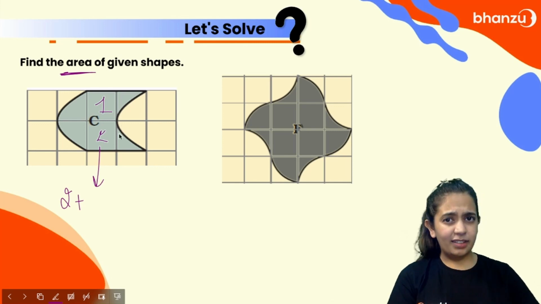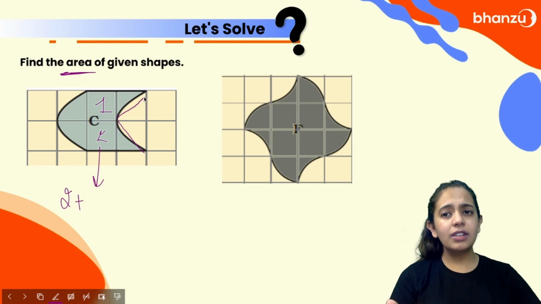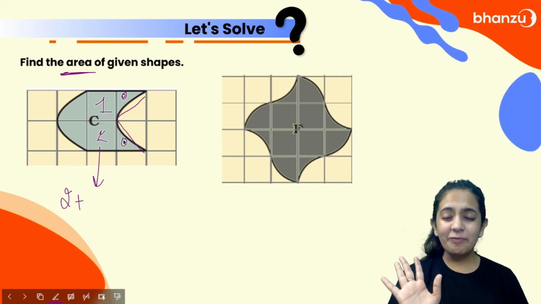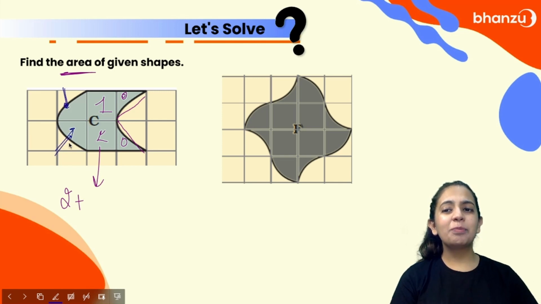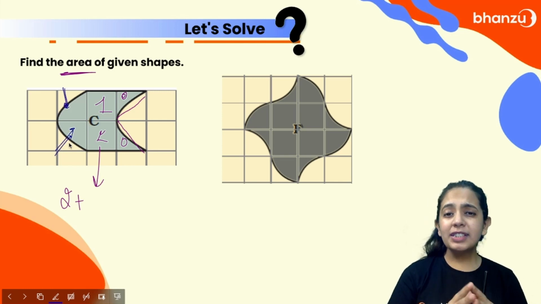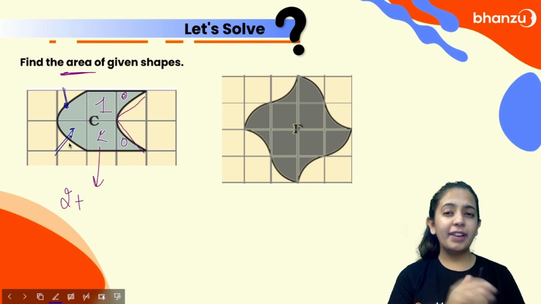There is nothing. Do you see? This is not half, this is less than half, this is also less than half. So therefore, we're going to consider them as 0. Okay. How about these 2 parts? How much of the square box are these 2 parts occupying?